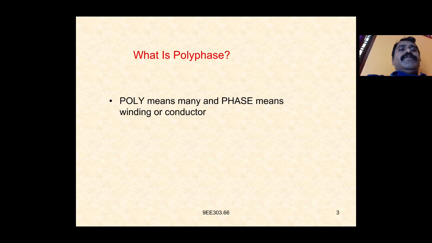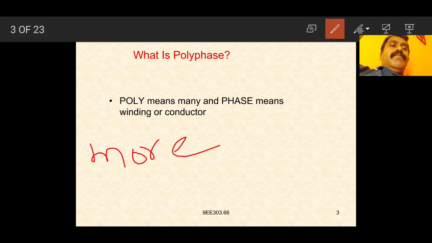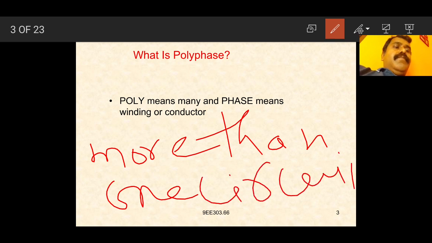So what is polyphase? Poly means many, and phase means winding or conductor. We can consider poly as more in number, numerous, or many, and phase means winding or conductor. So polyphase means more than one circuit, more than one circuit here.